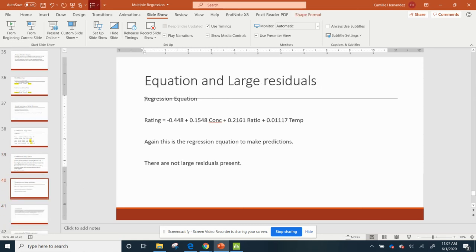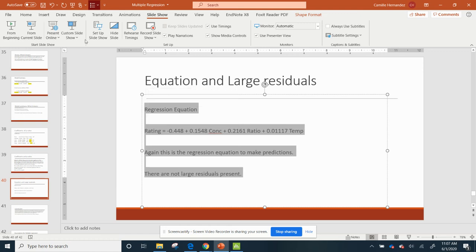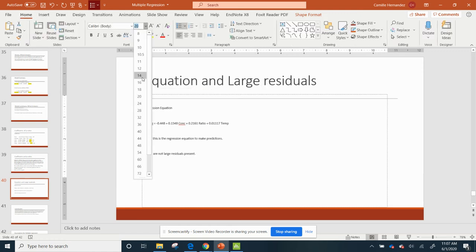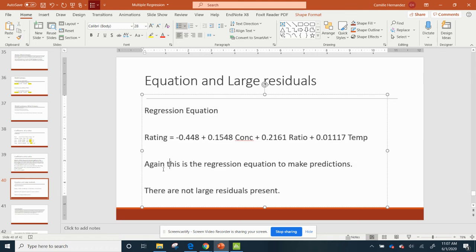So how can I talk about this? I'm going to make this bigger so we can look at it a little bit easier. All right, so here's my regression equation. Ratings equals negative 0.448 plus 0.1548 concentration plus 0.2161 ratio plus 0.01117 temp. If I had a concentration, a ratio, and a temperature, the concentration value I'd put here, the ratio value I'd put here, and the temp value I'd put here, I could get the rating value. Again, I can use this to make predictions.